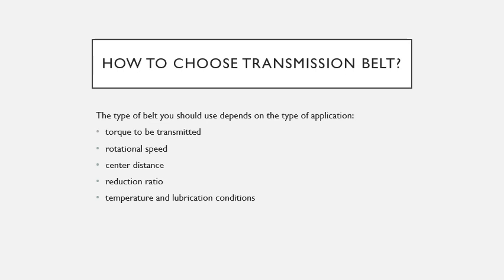So how to choose a transmission belt? If you want to choose from a V belt, flat belt, or a synchronous belt or timing belt, then how should you choose based on the type of application? You consider the torque to be transmitted, rotational speeds, center distance, reduction ratio, temperature and lubrication conditions. So it depends on the application.